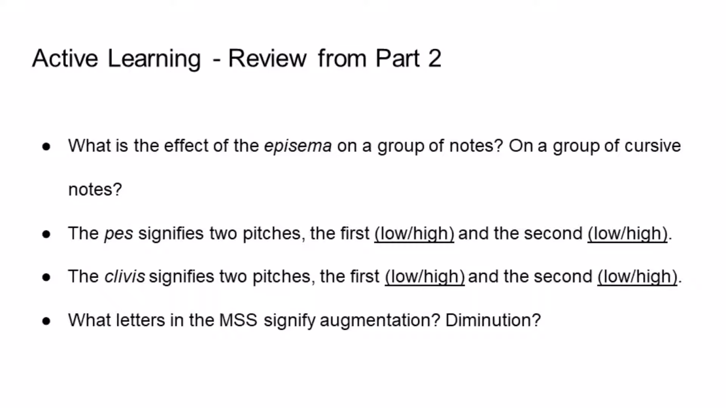What is the melodic contour of the pes? What is the melodic contour of the clivis? What letters in the manuscript signify augmentation, diminution?